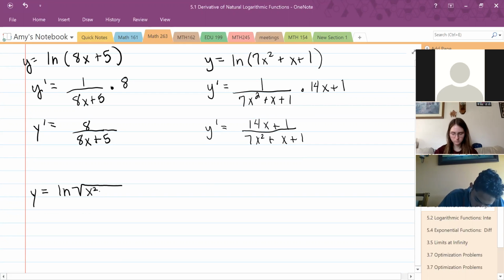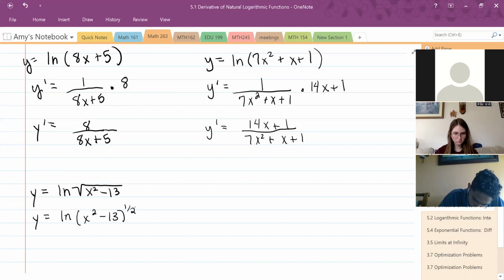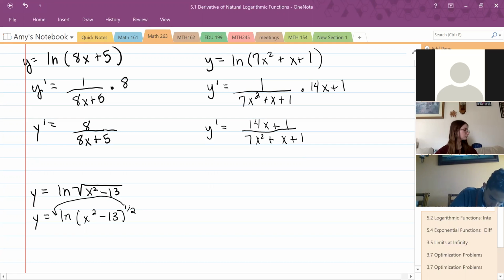The next one we're going to look at is a square root problem. Just like with all square root problems, we have to rewrite this function. So that's going to be the ln of x squared minus 13 to the 1/2 power. Now, with natural logarithmic functions, I don't know if you remember the properties of logs from pre-calculus. I doubt you remember that, and that's okay. We can rewrite this by bringing this 1/2 on in front. So that's going to be y equals 1/2 times the natural log of x squared minus 13.